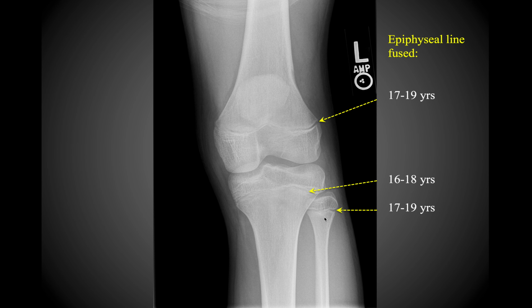You can see 17 to 19 years is usually when the epiphyseal line of the proximal fibula begins to close or ossify. And then finally, on the femur you can see that's about 17 to 19. That's usually going to be following suit with the head of the fibula.